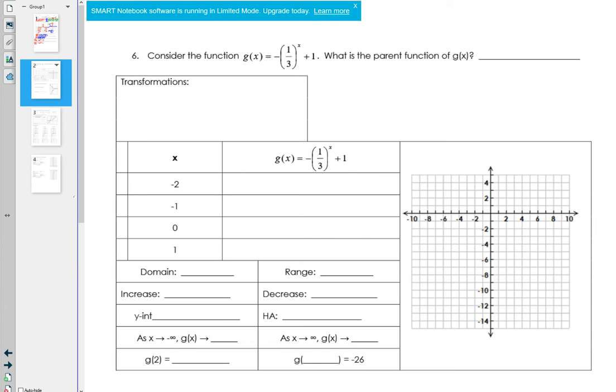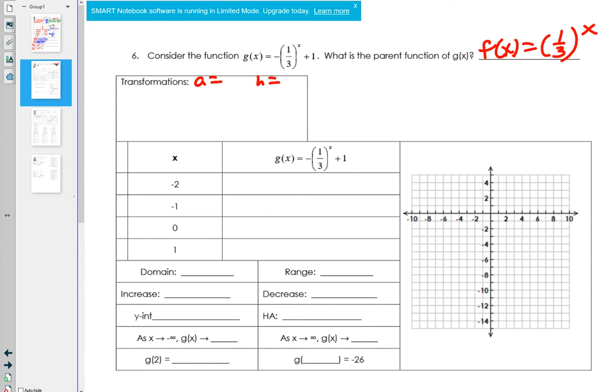Okay, next page. Consider this function. What is the parent function there? The papa function. Yeah, 1/3. So they don't tell us what to call it, but let's just call it f of x is equal to 1/3 to the x. That's with no transformations.